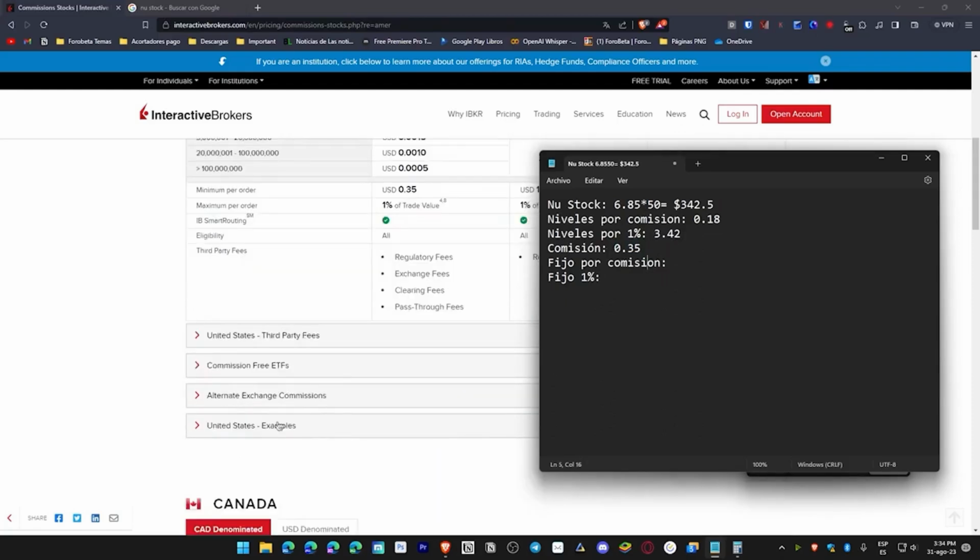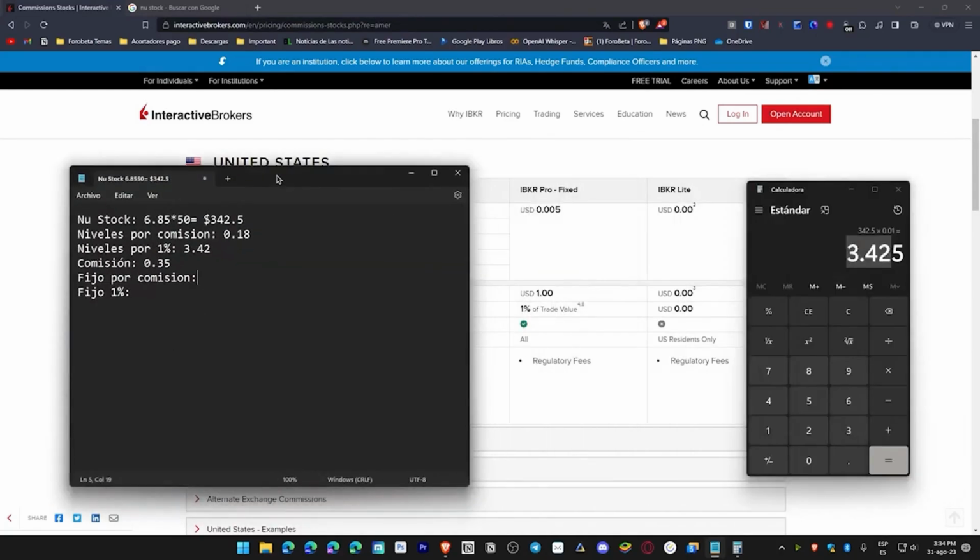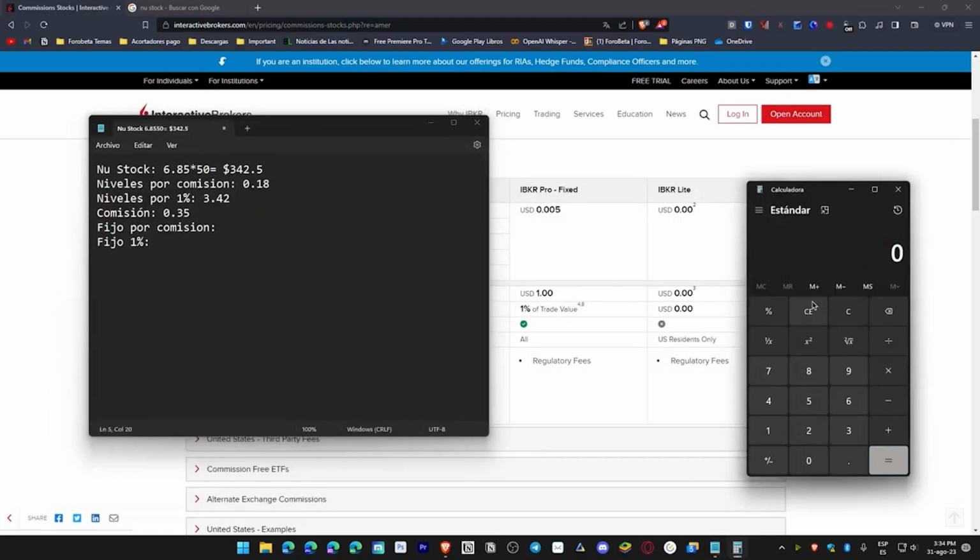In fact, further down, they have some examples. But now, let's move on to the fixed rate so we can understand that as well. With the fixed rate, it's pretty much the same, only the values change a bit. Again, for the commission, it's 50 shares that we multiply by the fixed rate, which is 0.005, which ultimately equals 0.25. So that would be 25 cents.